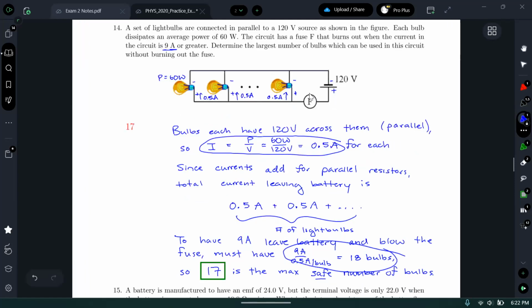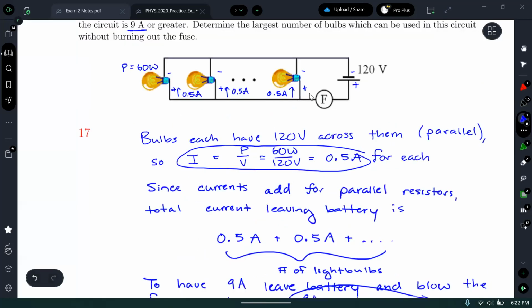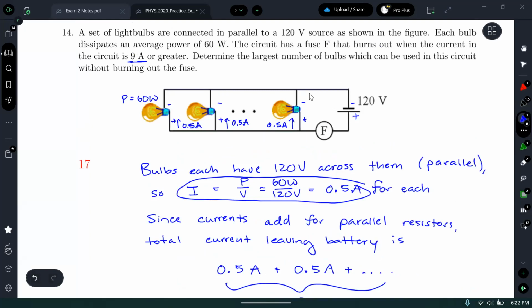So the first thing I did was figure out how much current is going through each individual bulb. I could do that because I knew how much power was used by each bulb. That's the power rating. And then I knew the voltage across each one. The reason I knew the voltage across each one was because they're all in parallel with the battery, meaning they're going to have the same voltage as it, 120 volts.